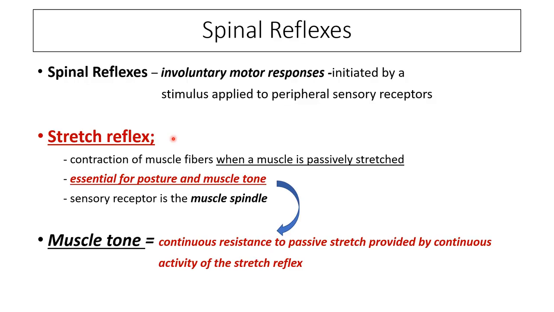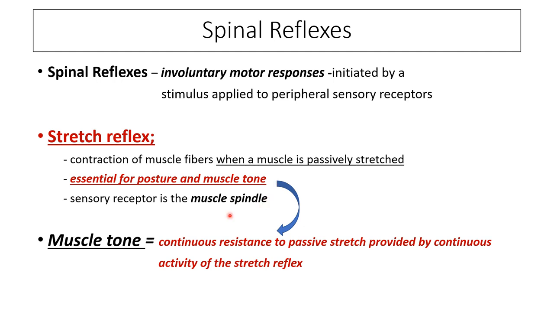We'll show the image of this, but the result is the contraction of the muscle fibers when a muscle is passively stretched. And this is an important point: the stretch reflex is essential for posture and muscle tone in the body. Muscle tone refers to the resting state of a muscle. So even when a muscle is at rest and not being used, there's a tone to that muscle. And that tone is established by the constant action of the stretch reflex that occurs in these muscle groups.